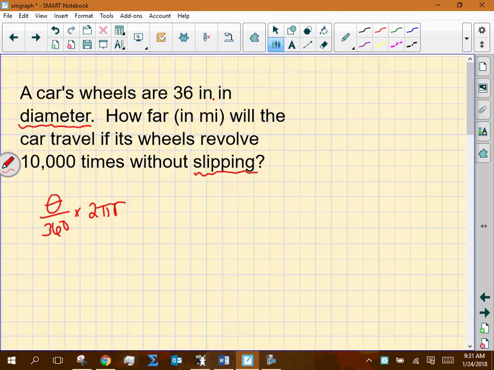Well, if theta is 360, if theta is equivalent to one complete revolution of my tire, then that fraction becomes 1, right? We have 1 times circumference. So we traveled 1 circumference of our circle. Well, if we go 2 revolutions, that becomes 720. 720 divided by 360 is 2. So now we have 2 circumferences. So 2 times 2 pi r. Does that make sense? Okay.